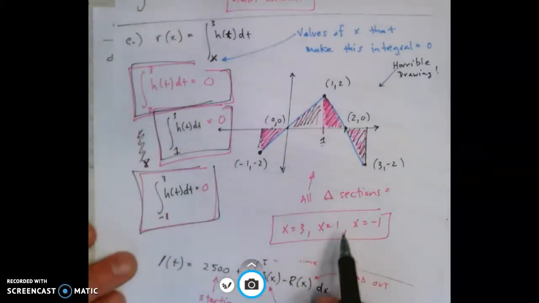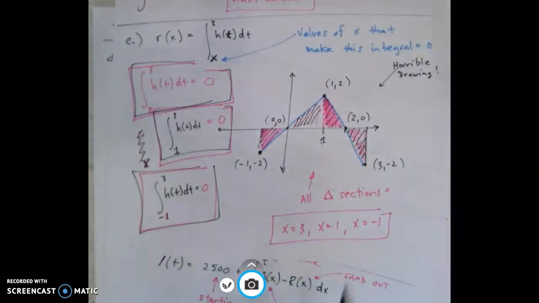So our final answer is where x equals 3, where x equals 1, and where x equals -1, the value r of x will equal 0.